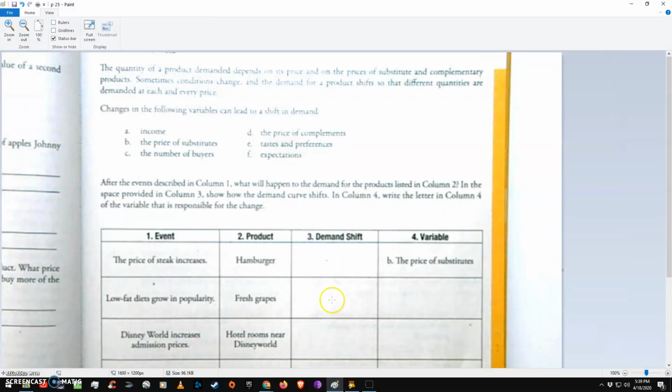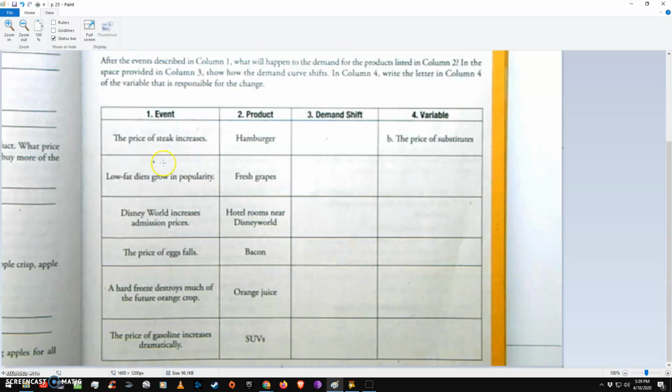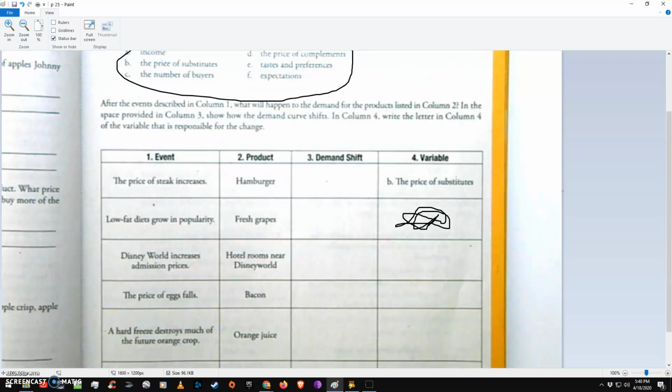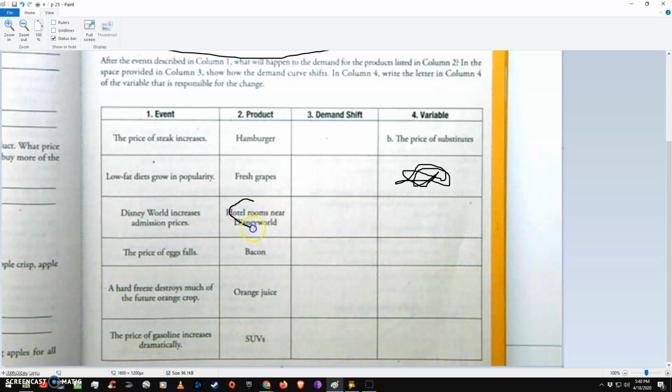Again, office hours are 10 to 12. And I want it for the rest of this too. I want you to tell me what happens to the demand for fresh grapes if low-fat diets grow in popularity. What will happen to the demand itself? And over here, you're going to tell me what's the relationship. And here you have them to choose from, as you do on page 42, 43, 44 in your textbook. What happens to demand for hotel rooms near Disney World if Disney World increases its prices? What's the relationship? What will the demand curve do? Increase, decrease. You'll graph it, again, with a nice big L, down slope, all that.